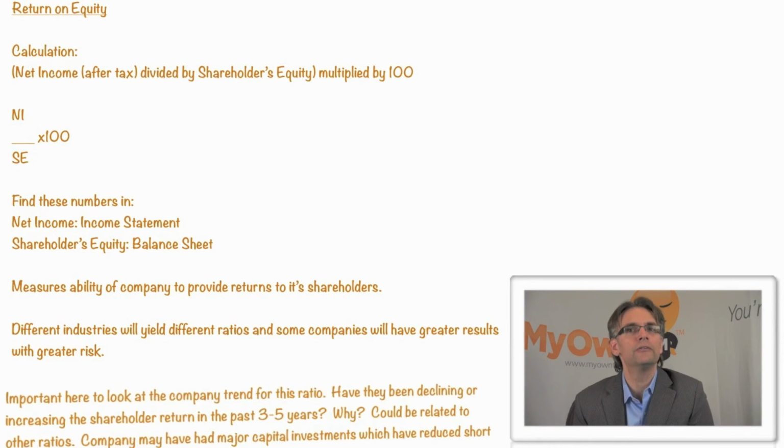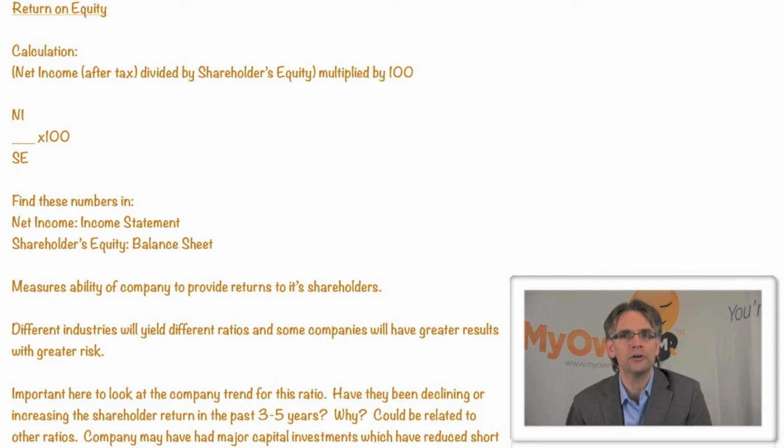It's important here to look at the trends, the 3 to 5 year trends that are available in the annual report. Have they been declining or increasing shareholder return over the past few years? Why is that? It could be related to other ratios. It could be related to the fact that they've had major capital investments in certain assets that have yet to create profits and therefore have driven shareholder equity down.